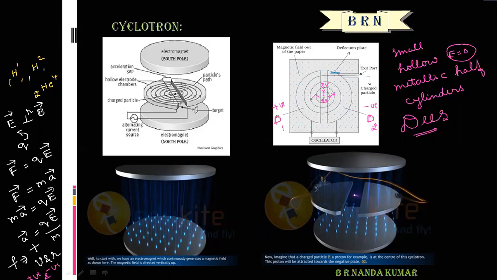Finally, the charged particle reaches the periphery of the D. Periphery means almost the edge of the D. And finally, the charged particle is pulled out of the D by a deflecting plate through a window. So this high energy charged particle hits the target, like the nucleus of an atom. So this is about the working of cyclotron.